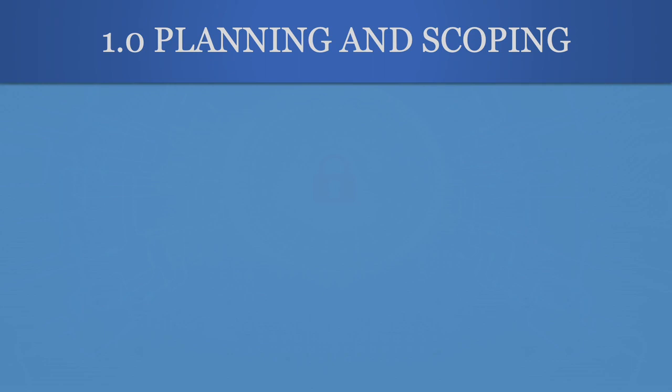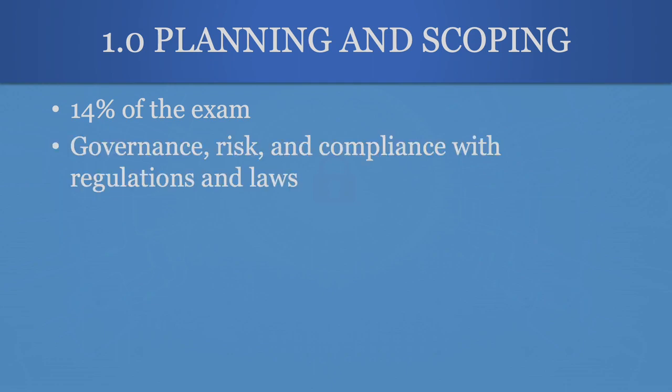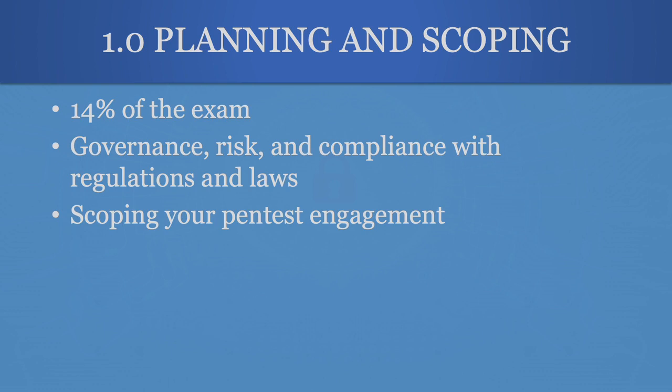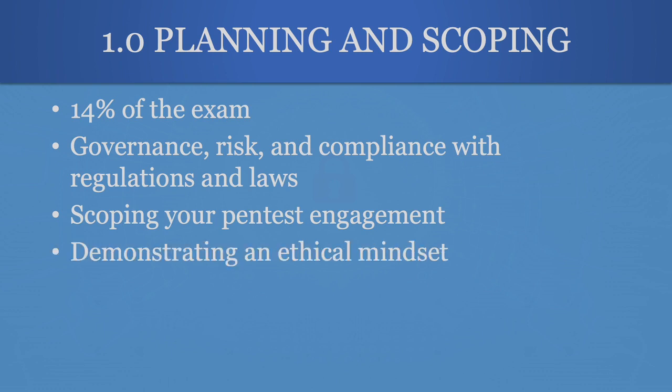The PenTest Plus exam covers 5 different domains. The first domain, Domain 1, is planning and scoping. It represents 14% of the total exam questions, and it covers governance, risk, and compliance with regulations and laws, scoping your pen test engagement, and demonstrating an ethical mindset. It is the domain that kind of sets the stage for all pen test activities, and you'll need to know how to set up the pen testing project. That's what Domain 1 is all about.